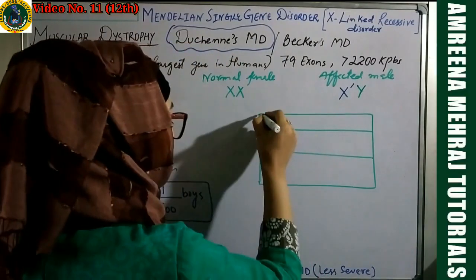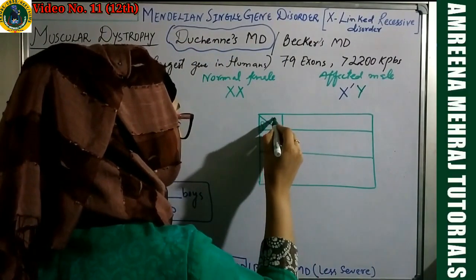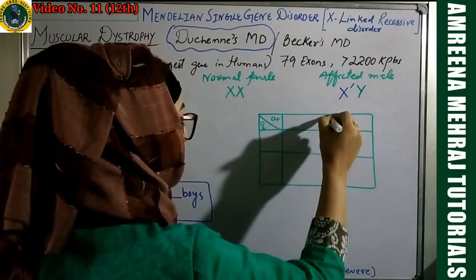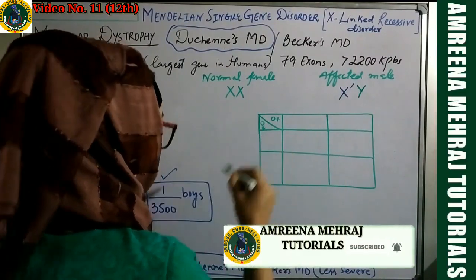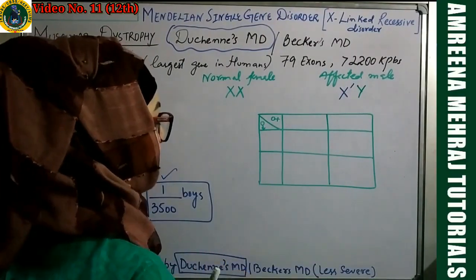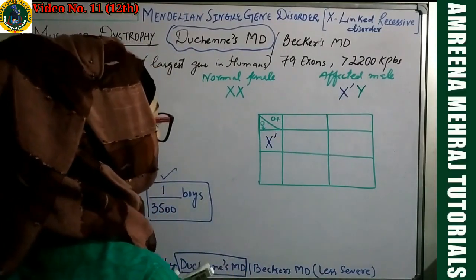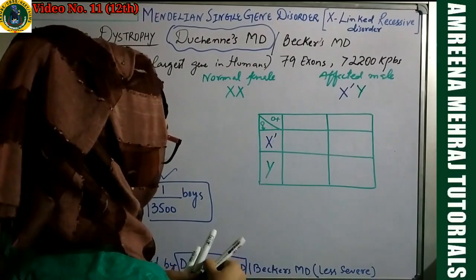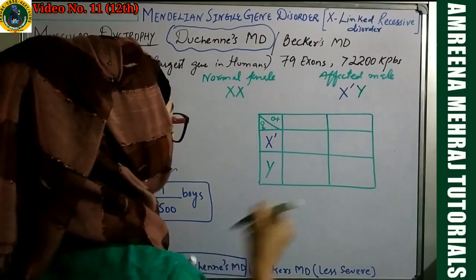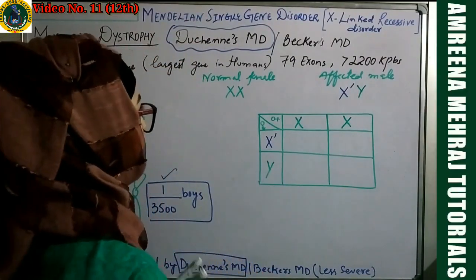On this side we will pen down the sperms and on this side we will show the ova. So how many types of sperms will the male be able to produce? Male will be able to produce 2 types of sperms. One is the sperm carrying the defective X. Another will be the sperm carrying the normal Y. Ova will be of 2 types. We'll have 2 types of ova, the normal X and the normal X.